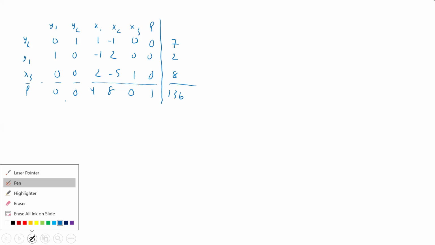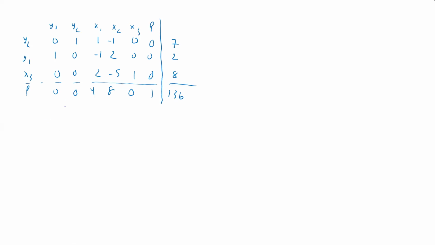So that's going to give us a 0, a 1, a 1, a -1, a 0, a 0, and a 7. This is going to give us a 1, a 0, a -1, a 2, a 0, a 0, and a 2. This is going to give us a 0, a 0, a 2, a -5, a 1, a 0, and an 8. And that'll give us a 0, a 0, a 4, an 8, a 0, a 1, and that becomes 136.